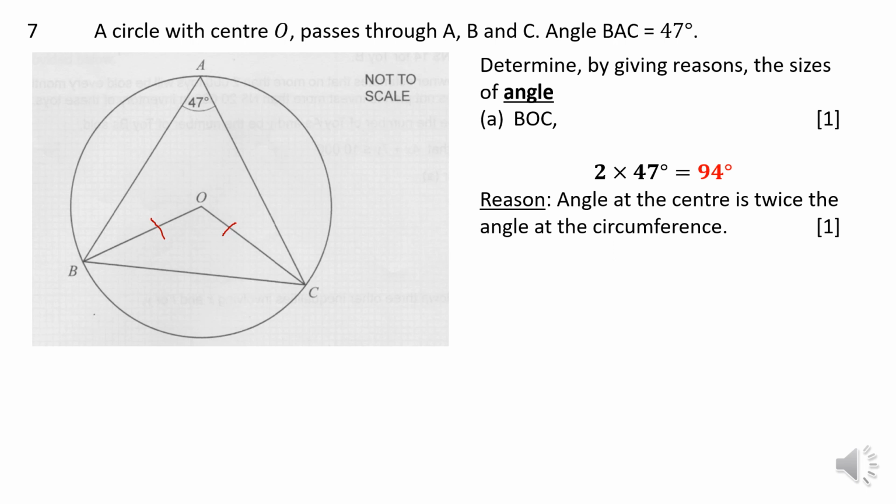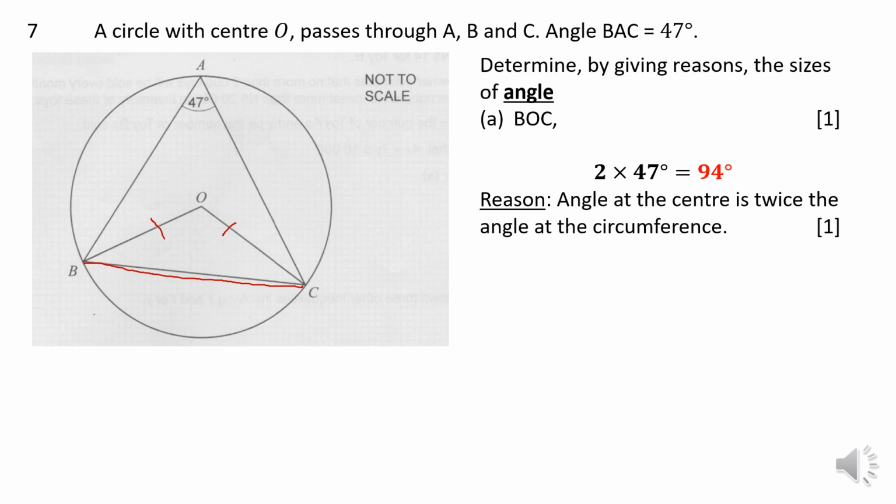And then angles that are subtended. Now, this is very important. You see this BC here. This is a chord. The chord subtends the angle at the center. It creates this angle at the center, and it also creates the angle at the circumference. Now, the rule is that the angle at the center is twice the angle at the circumference.